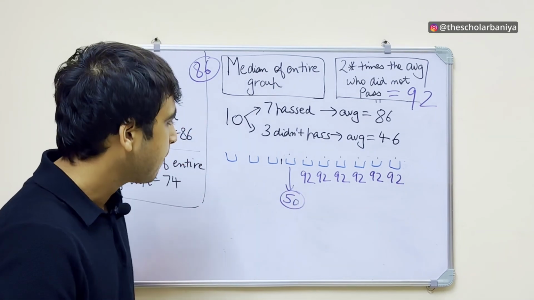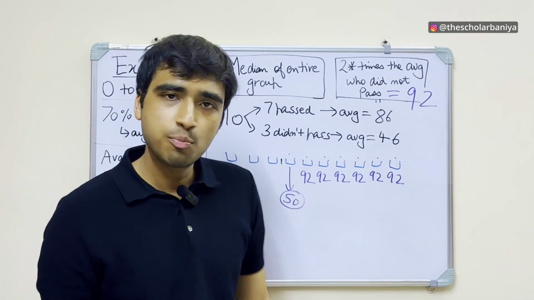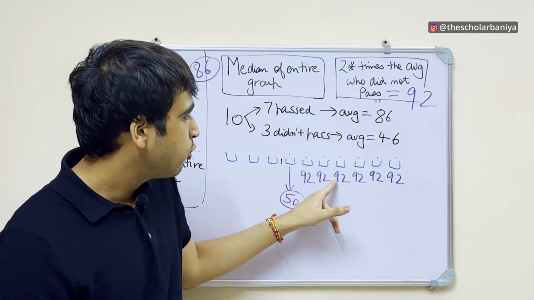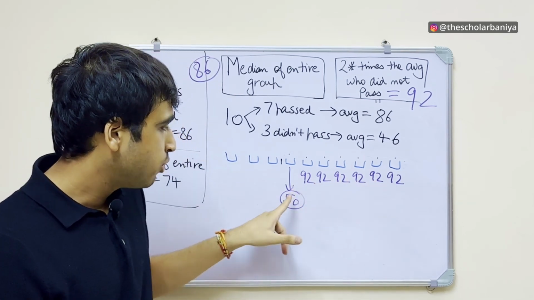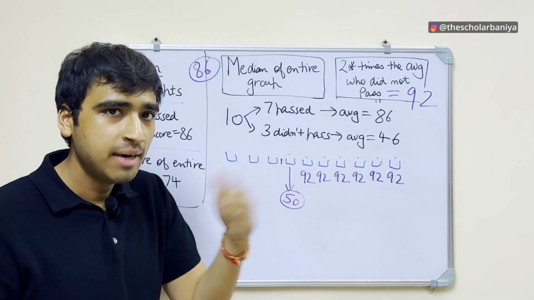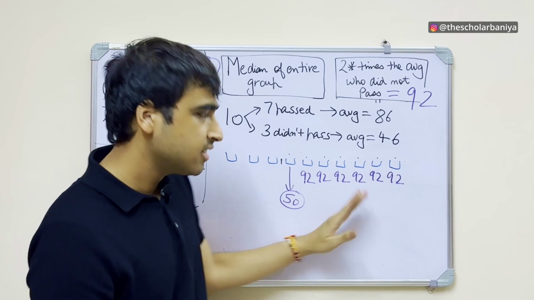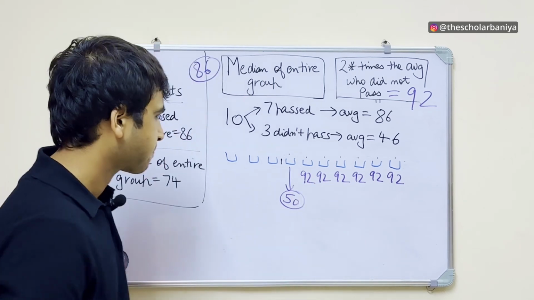Now tell me one thing. These are the 7 students who passed the exam. Now if you take the average, 1, 2, 3, 4, 5, 6, 7, and you add all of these and divide by 7, you will still get 86. So it means this is a possible case, right?